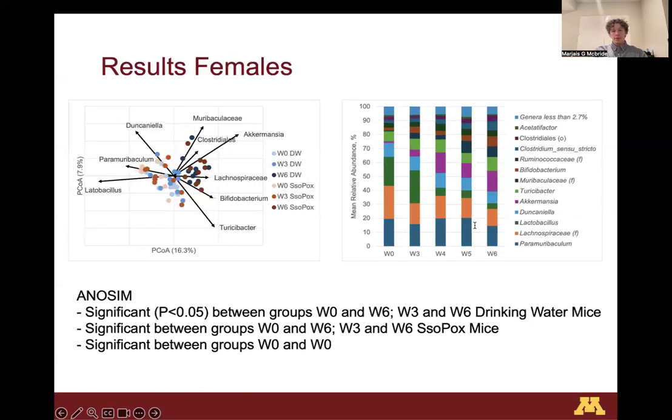For the results for the females, we'll start again with the PCoA on the left side, where the Anderson test revealed significance was found between the same treatment groups, whether that was drinking water or SsoPox, through different time points in the experiment, such as week 0 to 6 and week 3 to 6. This was the same for the SsoPox mice within their respective treatment groups.